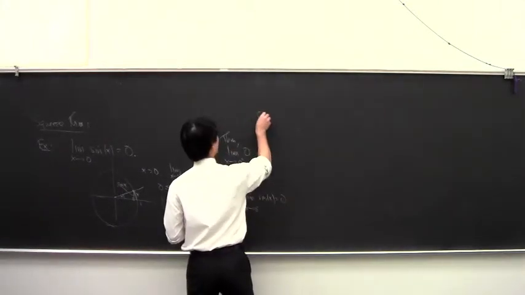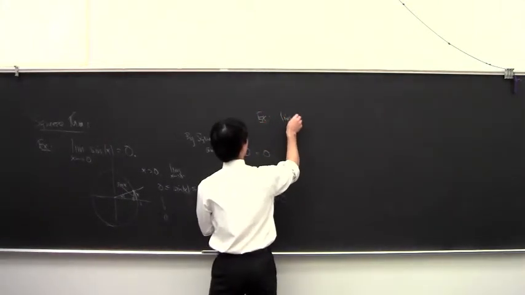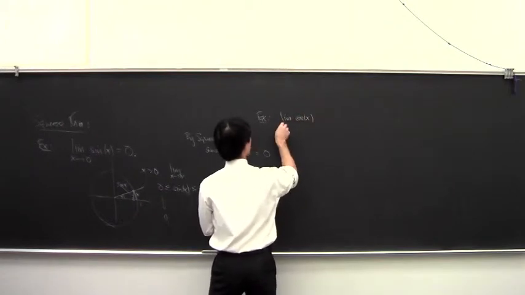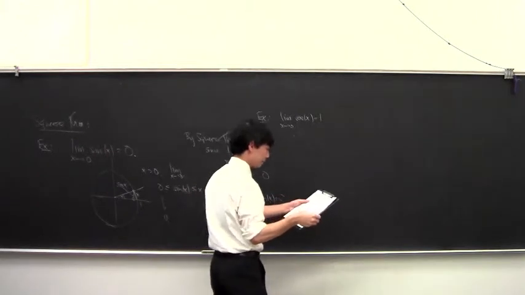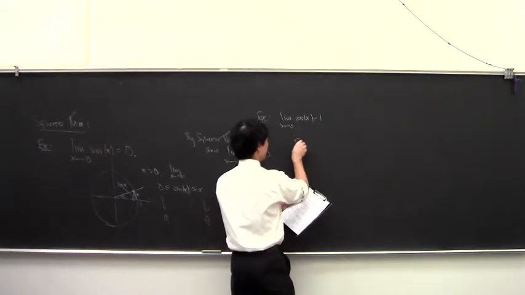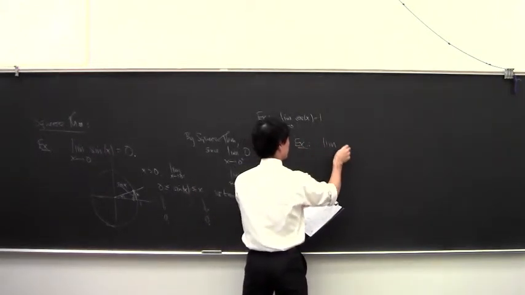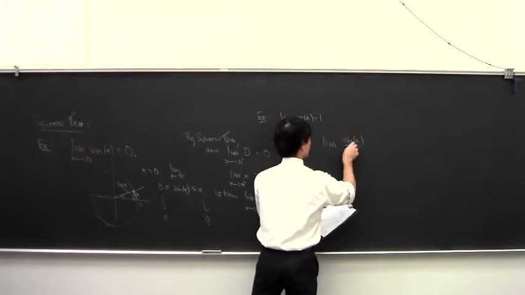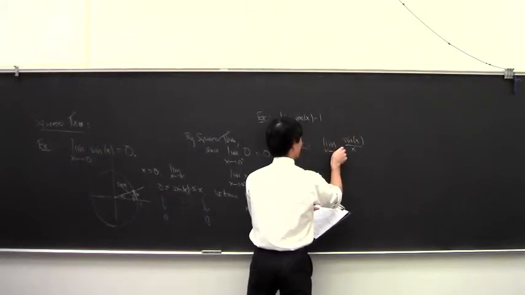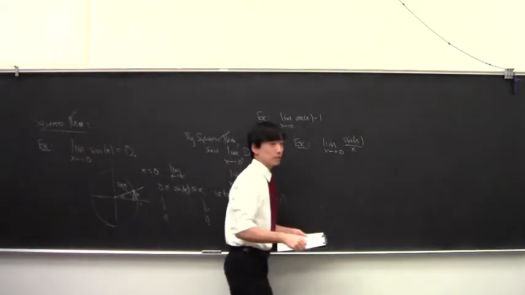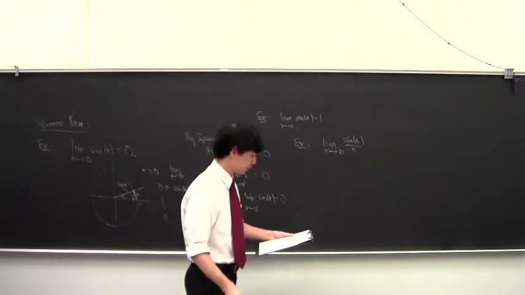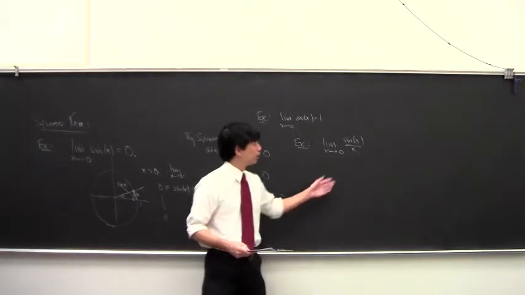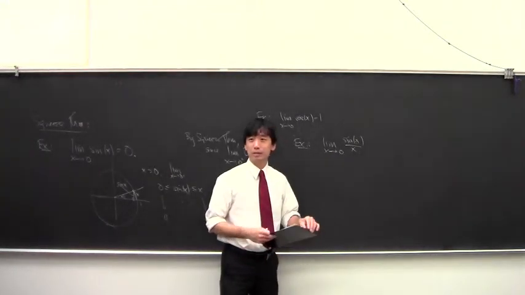So that's one example. Another example that I'm going to leave out is that the limit of the cosine as x goes to 0 is 1. So I'm just going to leave it out, in favor of this one, the limit of sine x over x. What do people think?